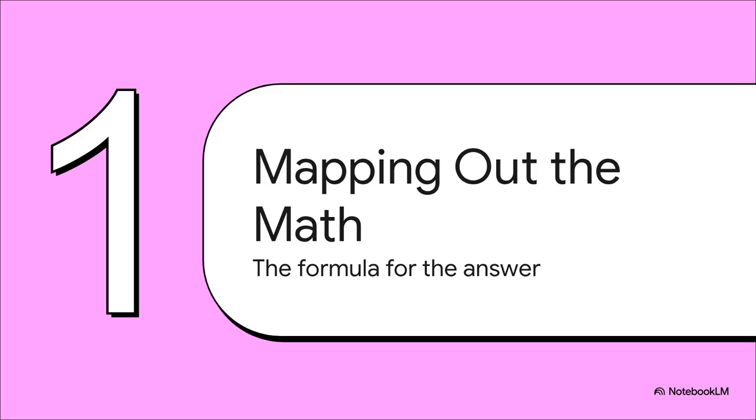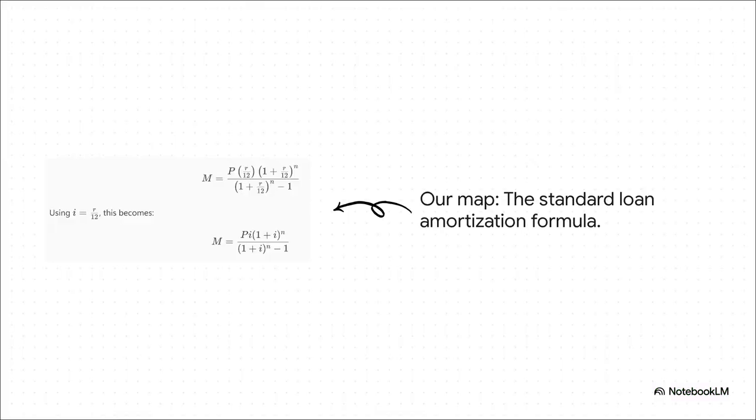Okay, so to solve any kind of mystery, you really need a map, right? Something to guide you. For us, that map is a formula. It's the one thing that connects all these numbers we just talked about. Let's go ahead and unfold it. Whoa, okay. I know what you're thinking. That looks intense. But don't click away. This is just the standard loan formula.